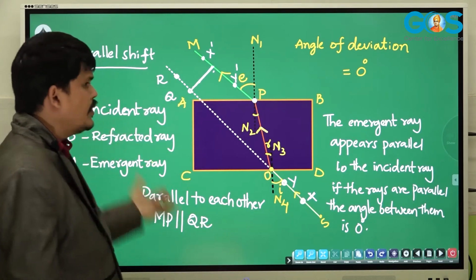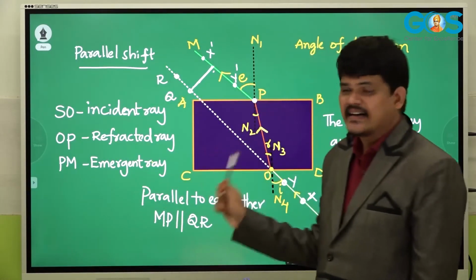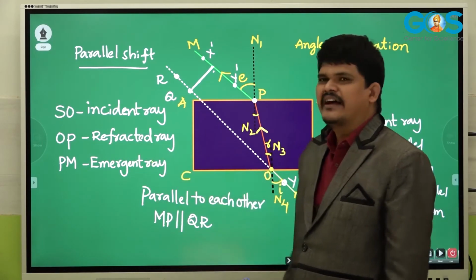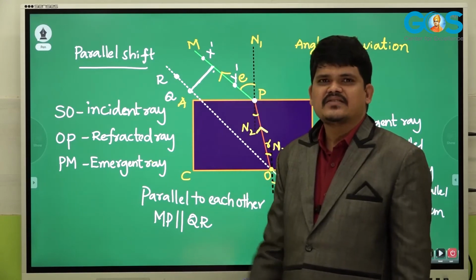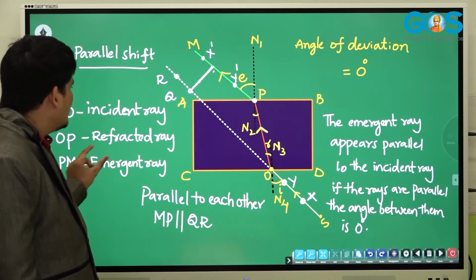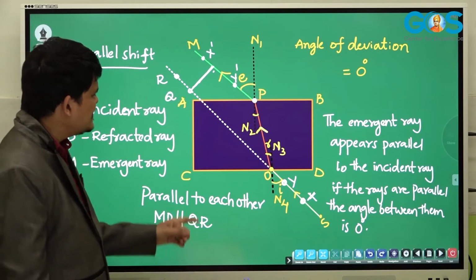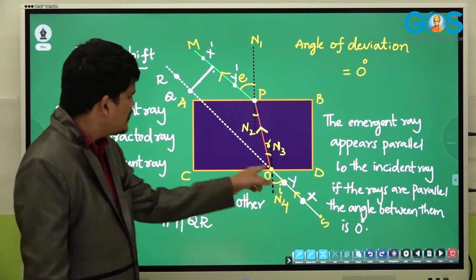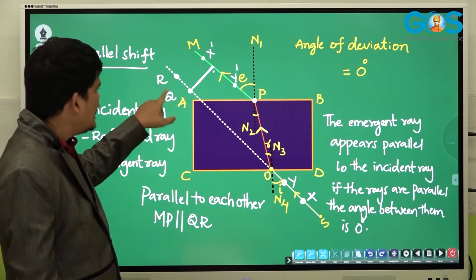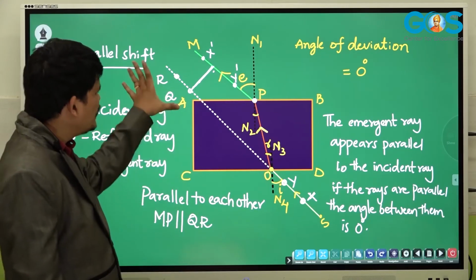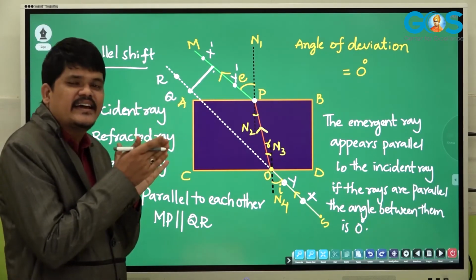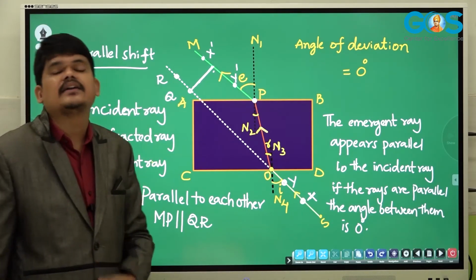Now look at this extended incident ray and the emergent ray. Here we have named the different rays present in this rectangular glass slab: SO is the incident ray, OP is the refracted ray, and PM is the emergent ray. Now we are talking about the emergent ray and the extended incident ray. So what is the extended incident ray? Here SO is the incident ray, and the extended incident ray is from O to R, OQR, or simply QR.